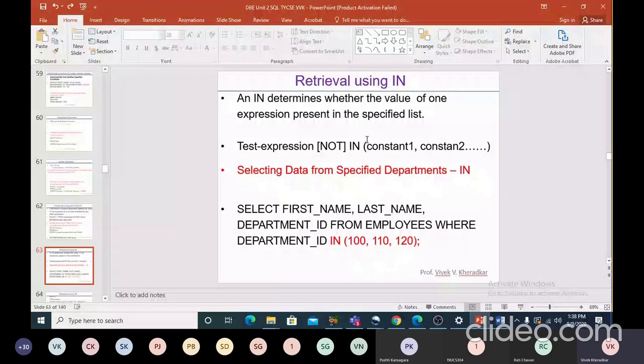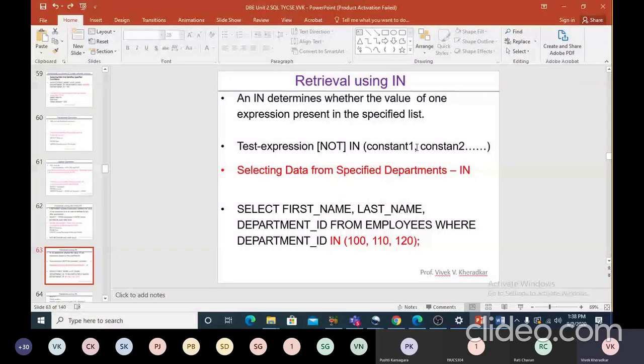The IN determines whether the value of an expression is present in the specified list or not. So the syntax is attribute name IN, in brackets value 1, comma, value 2, up to n. So this IN determines whether the column value specified on the left-hand side of IN is present in the list given in the brackets.